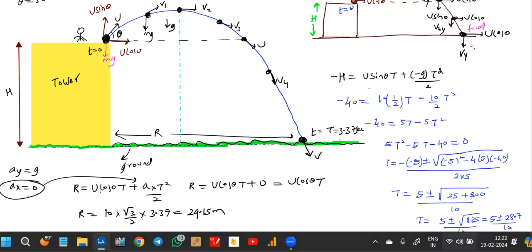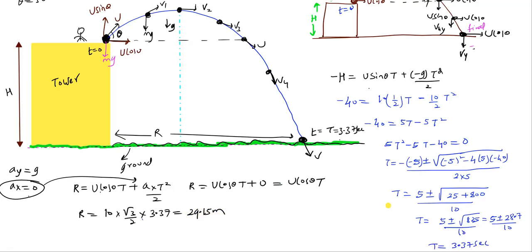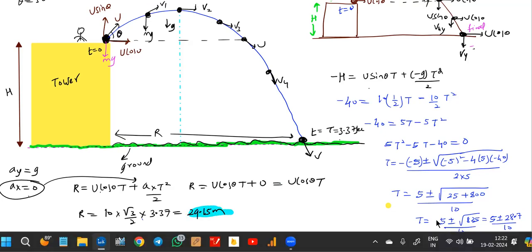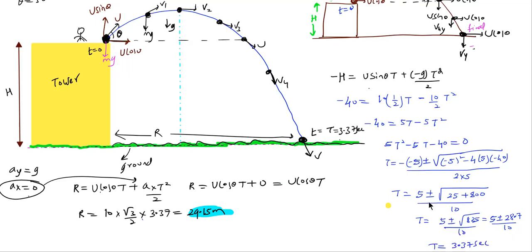These are our answers, sir. This is one answer. Okay, great. These are all our answers: time of flight and range. Can we calculate the speed also? I want this speed. With what speed will it come and strike the ground? How to calculate the speed?